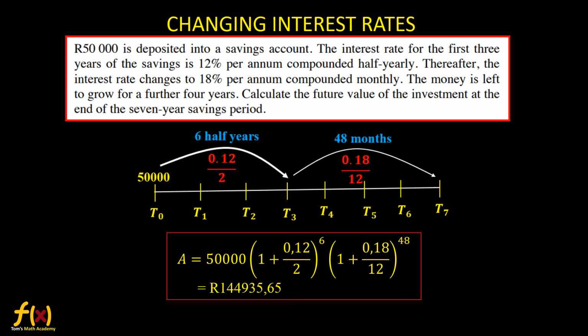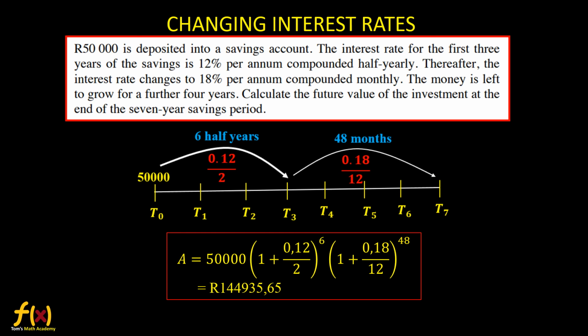For the first 3 years, the interest rate is 12%, but it is compounded half yearly. So 0,12 over 2, and 3 years makes 6 half years, 3 times 2. After 3 years, the rate is changing, 18% monthly. So it is 0,18 over 12. And how many months in 4 years? 12 times 4 is 48. So we use a very beautiful timeline there to explain.